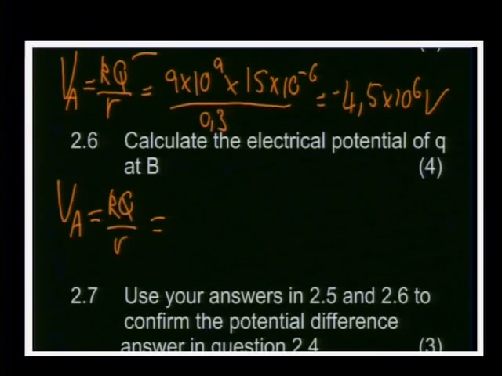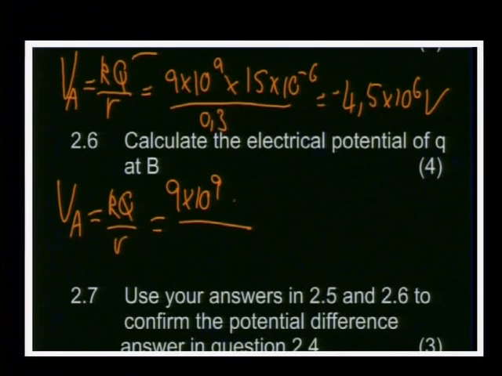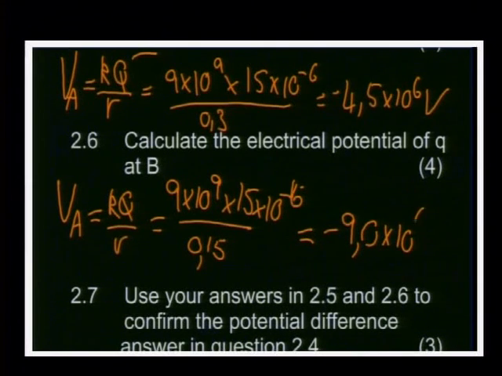Similarly, we can do the potential of Q at B. Now, what's going to be different there is you're not going to divide by 0,3, but you're going to divide by 0,15. If we do exactly that, 9 times 10 to the 9 times 15 times 10 to the minus 6, and you divide by 0,15, you get an answer of minus 9,0 times 10 to the 6 volts. So here we've got the 2.6.